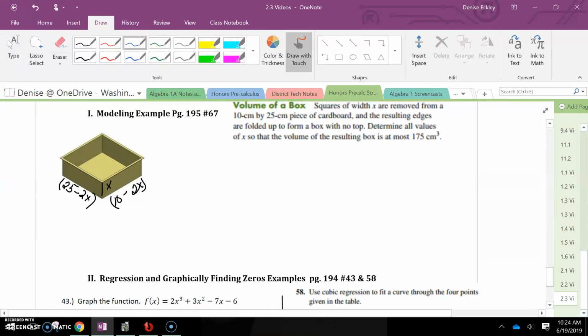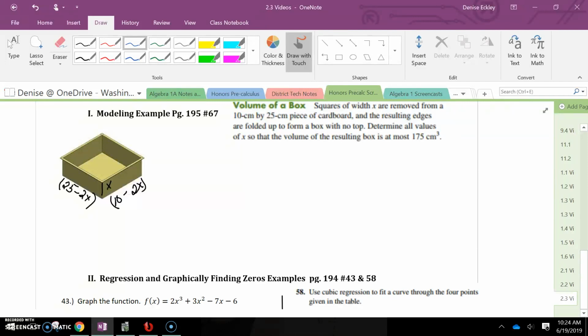Page 195, number 67. We're looking at the volume of a box. So what we did is we took squares of width x removed from a 10 centimeter by 25 centimeter piece of cardboard. So it was laid flat, and in each of the corners a little square, an x by x square, is removed, and then it's folded up to create a box with no top. So I have an illustration there of what we're looking at.